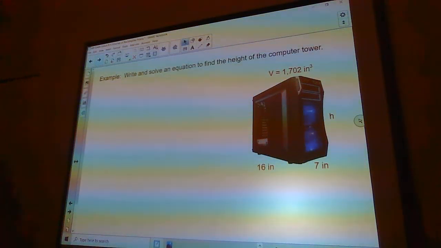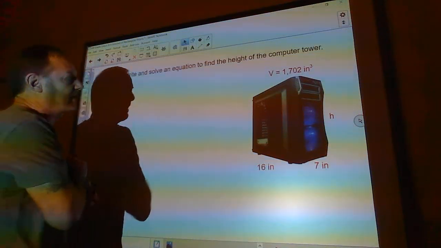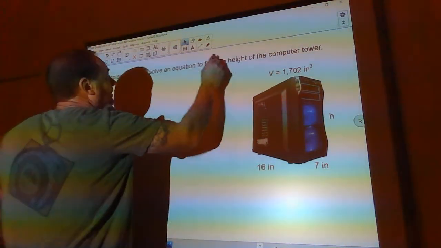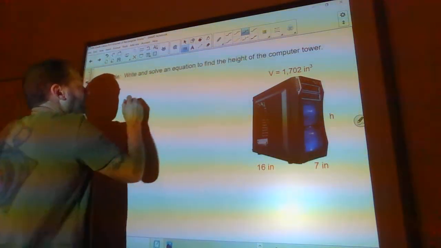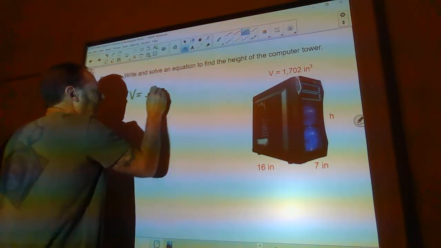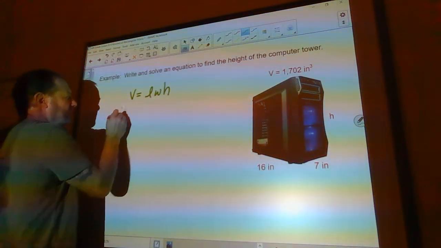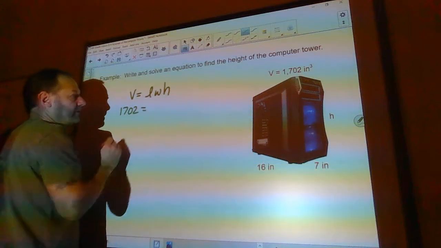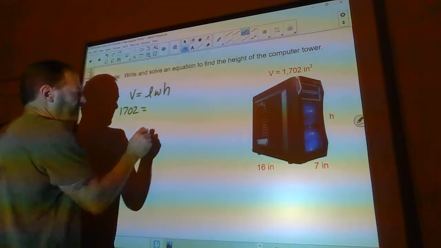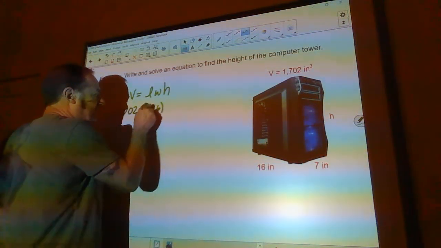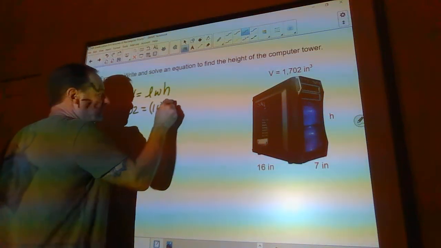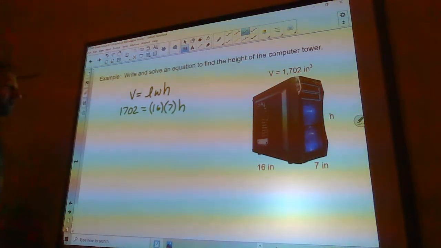Okay, write and solve an equation to find the height of the computer tower. Now this one's a little different because we're not finding volume. We already know the volume. It's right here. So the volume, again, is the length times the width times the height. The volume is going to be 1,702. The length is going to be 16. The width is going to be 7, and we got to solve for the height.